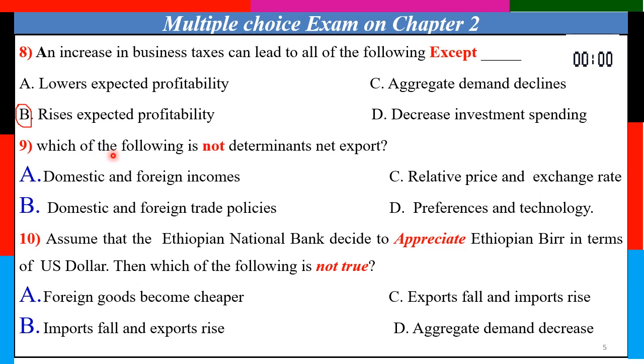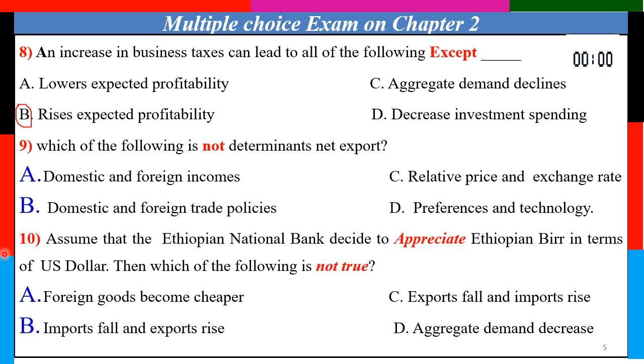For this question, all are what? The determinants. A is the determinant, B is the determinant, C is the determinant, D is also the determinant. Therefore, there is no right answer for this one, since all of those multiple choices are the determinants of what? Net export.